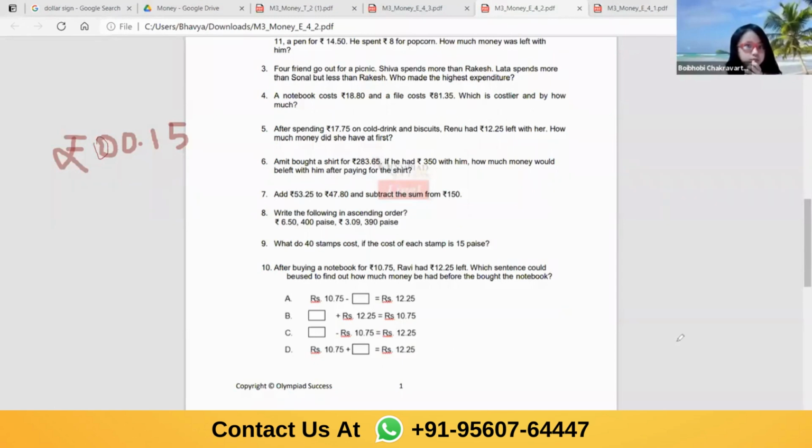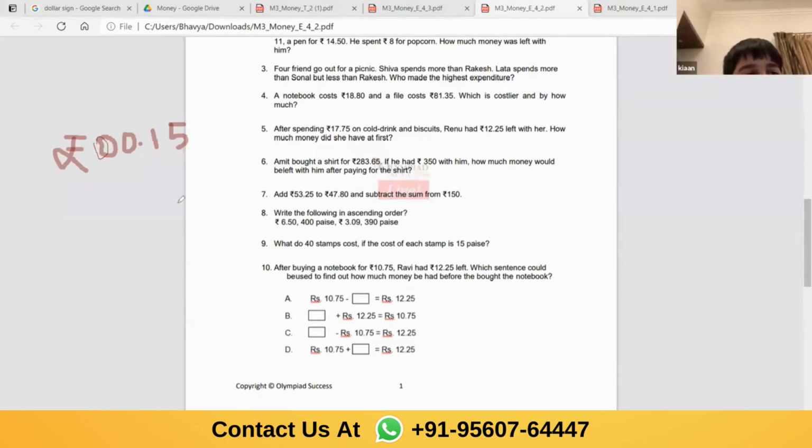Yes, ma'am. Okay. But I know the cost of one item. I have to find out the cost of 40 items. Which operation to use? Multiplication. Correct. Now the answer, yes, Kian? The answer is 600. You are right. 600 what? Paise. Okay.